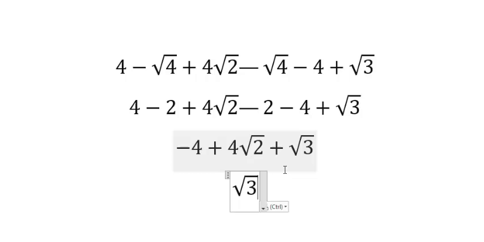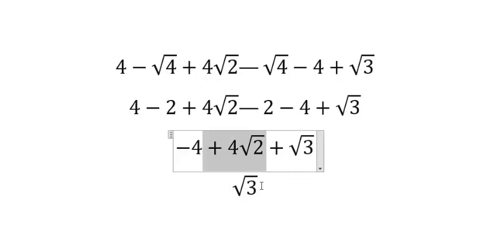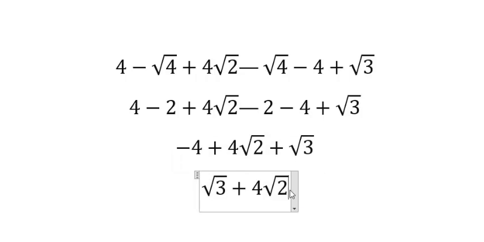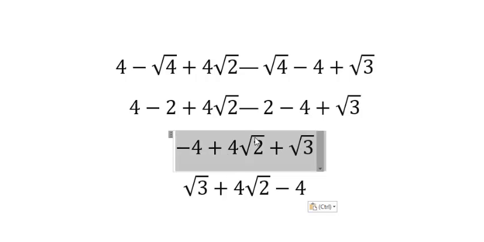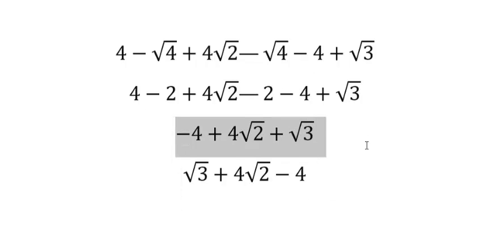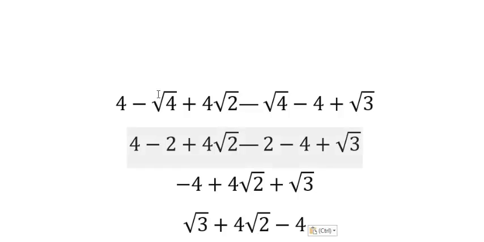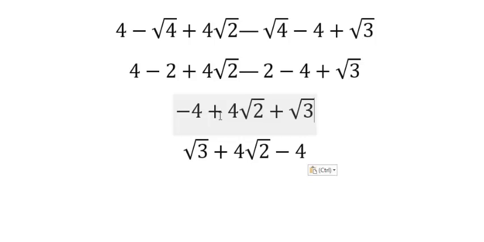lowest. So it's gonna be square root of 3 first, then plus 4 square root of 2, and then minus 4. Okay. It's okay if you had it the previous way, it doesn't matter that much. But in an online quiz, in this case, it would matter, organizing them in this order. Okay, and that's it. We just get the square roots of 4, we perform the operations, and we copy the ones that have no like terms.